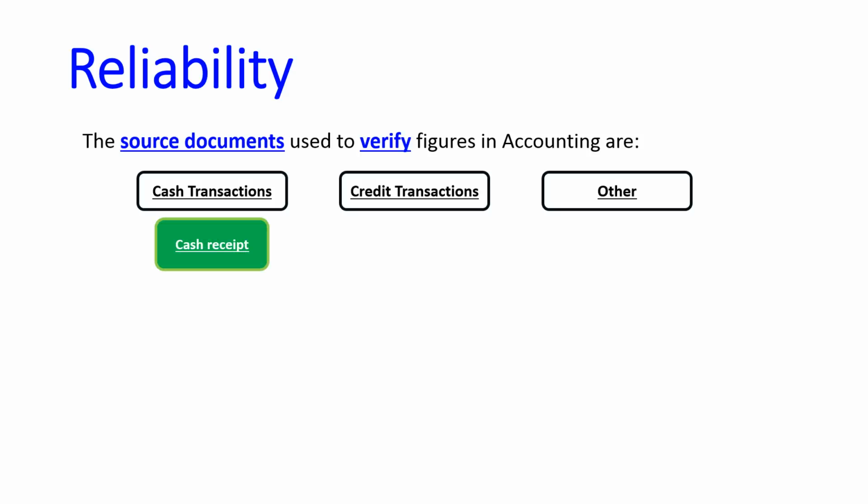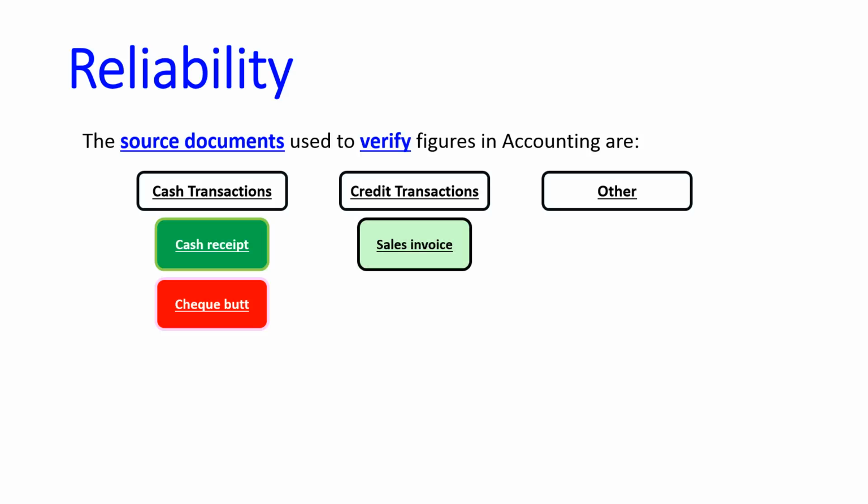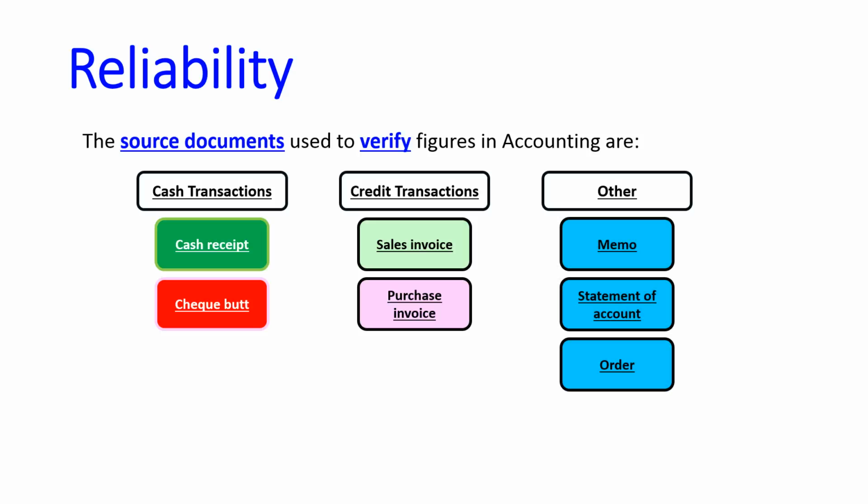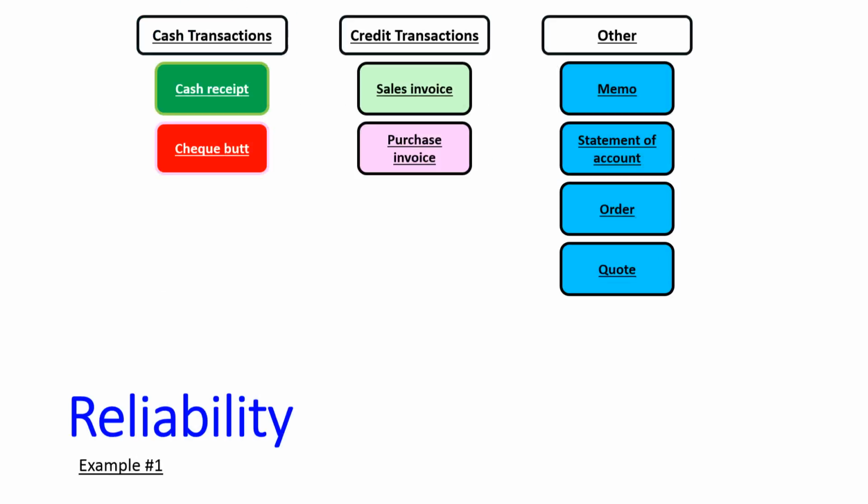Well, what are they? During our course, we've learned that for cash transactions, there are receipts and check butts. For credit transactions, there are sales invoices and purchase invoices. And then we had a whole bunch of other documents: memos, statements of account, orders, quotes, and so on. So when we talk about source documents to verify things, these are the items that we're referring to.